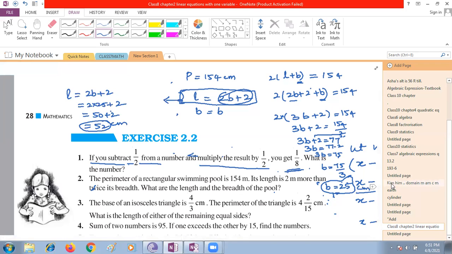Ma'am, 52 meters? Meters? Ma'am, that's 52 meters. Yes, ma'am, it's meters. You take meters only, children. I thought it was centimeters.